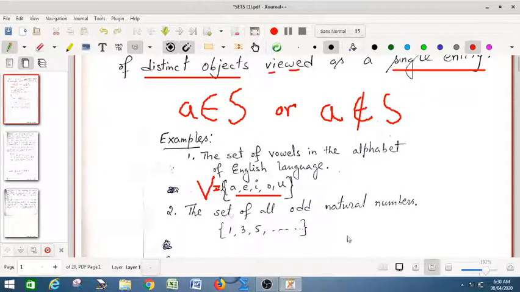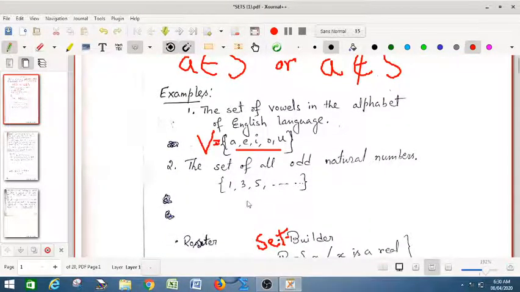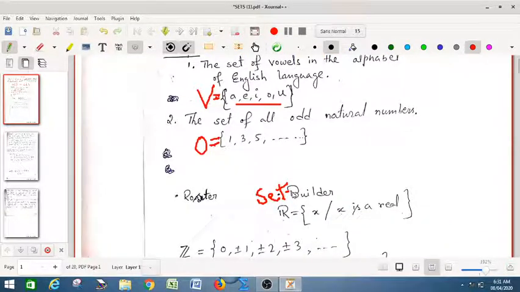The set of all odd natural numbers 1, 3, 5, etc., is also a set. So we'll name these odd natural numbers O. This is also well defined. The definition is all odd natural numbers and the elements are distinct. So we can express a set in two forms: the roster method and set builder notation. The methods above are the roster method of writing sets, and set builder is a shortcut or compact method.